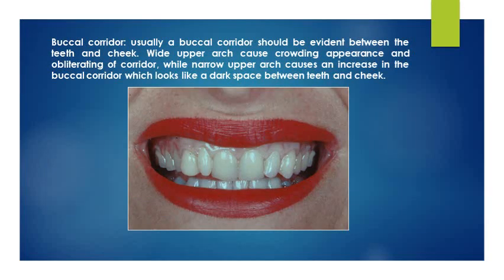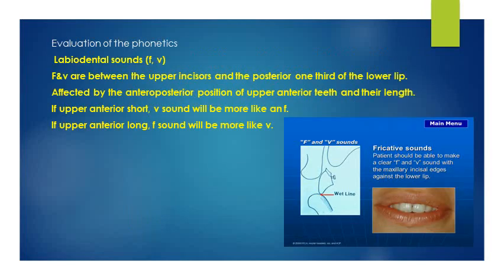And the buccal corridor. You should see these spaces. It is very important. We shouldn't place the tooth more buccally and close this corridor. Avoid cheek biting and uncomfortable dislodgement of the denture. The buccal corridor is very important.